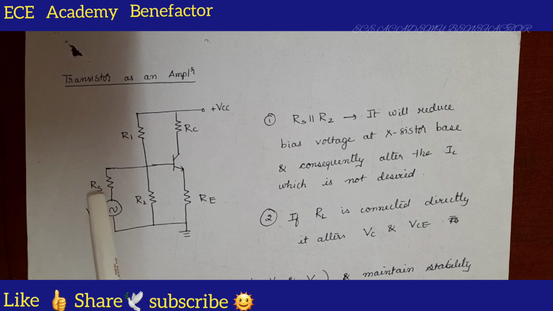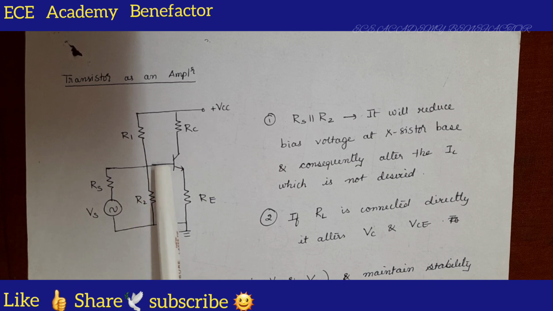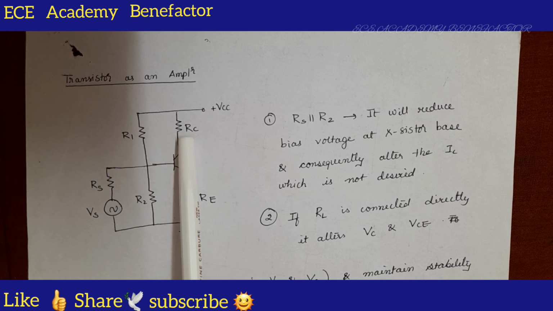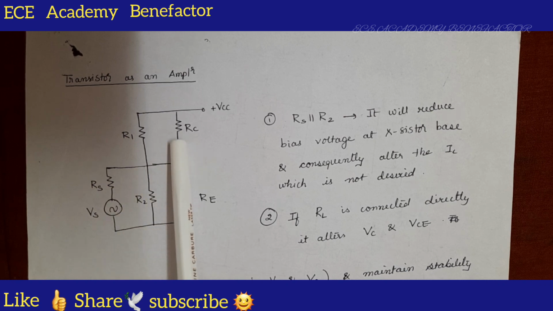So, what happens, this RS and R2 becomes parallel. So, when they become parallel, it will reduce the bias voltage of the transistor. If it reduces the bias voltage, what will be happening to the collector current? It will reduce, it will change. So, due to this parallel combination, there is change in the collector current.